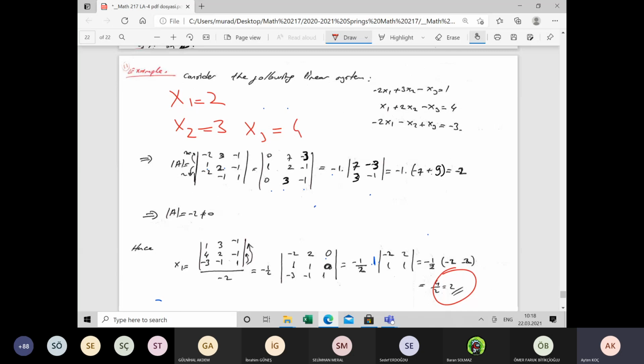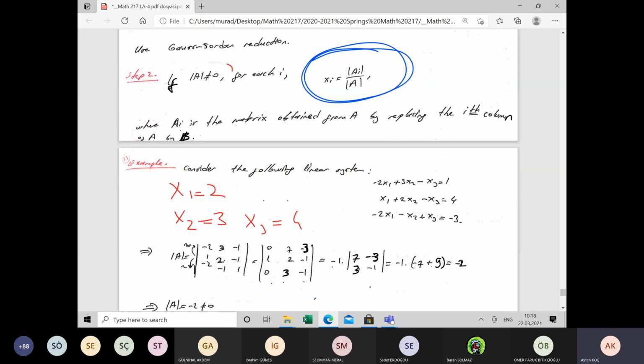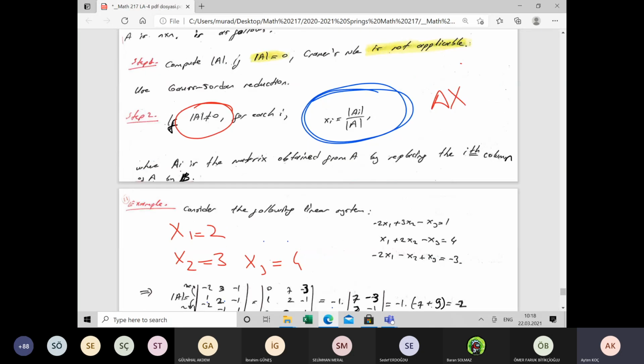So we claim that this one is a solution of the system and also unique solution. Because what's the reason? Because determinant not 0 and the system AX is B. If determinant not 0, multiplied by the inverse, so X is the unique solution. And Cramer's rule also gives the unique solution because the determinant not 0. This one is the unique solution of the system.